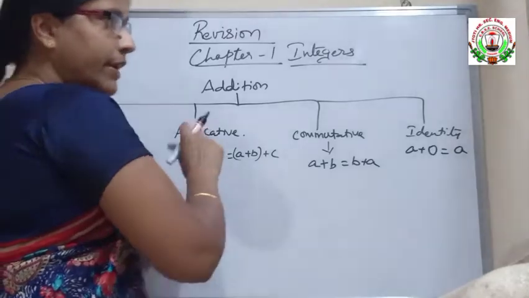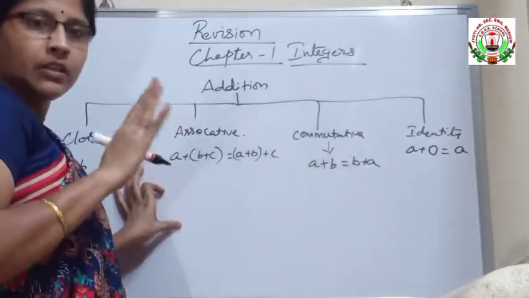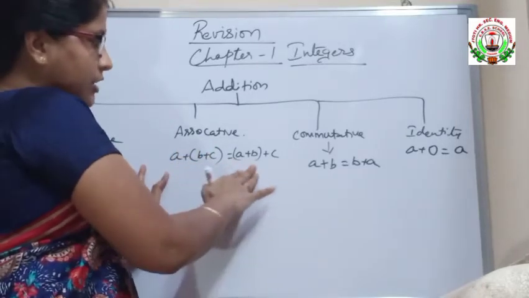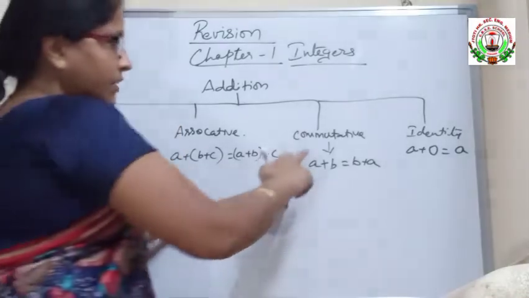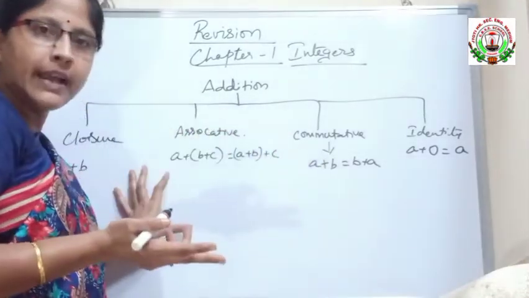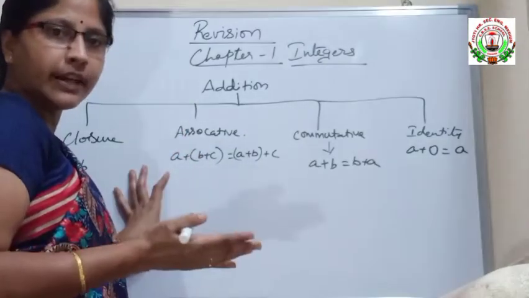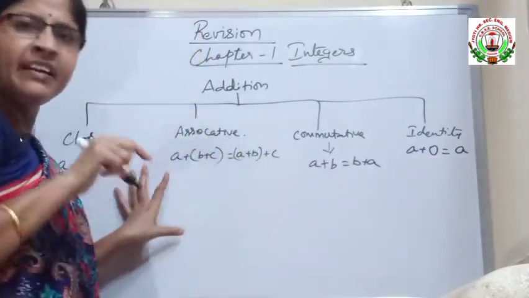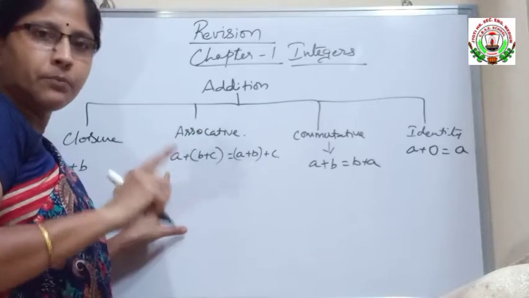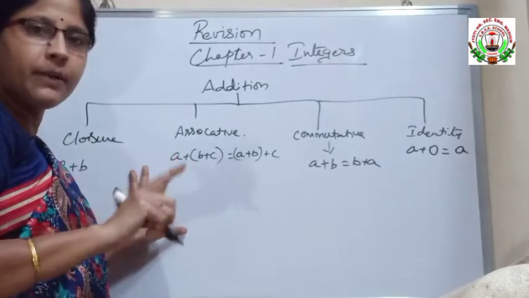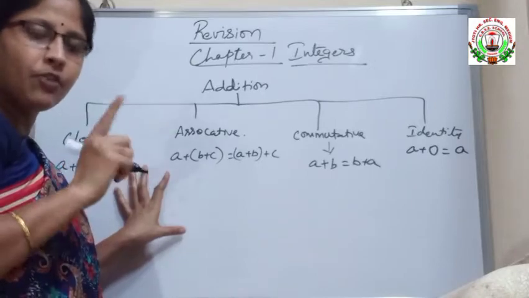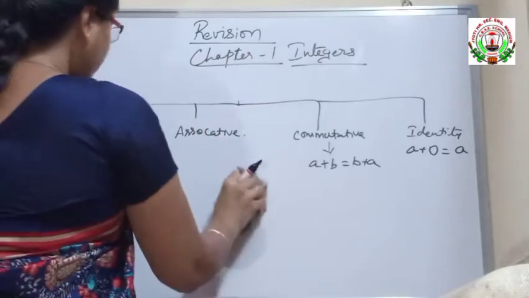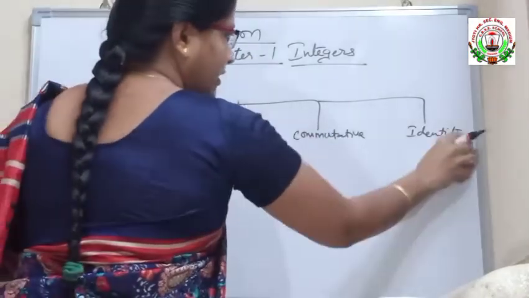Next, associative property. When you take any three integers, when you interchange them and add, we are going to get the same answer. Next, commutative property. When we add any two integers, either positive or negative, it will be commutative. And the identity of integers is 0 under addition. When you add any integer, either positive or negative, with 0, we are going to get the same integer, either negative or positive. Next comes subtraction. Subtraction, see here.